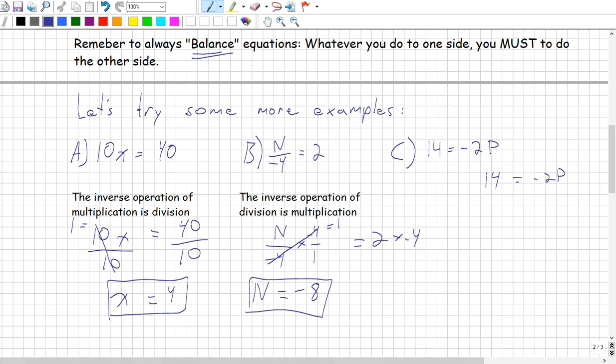Opposite operation of multiplication is division, so I have to divide both sides by -2 in order to isolate the p. And again, -2 divided by -2 is 1. And 14 divided by -2 is -7. And that is equal to p, because I got rid of the -2. I eliminated it. Okay, so hopefully that one makes sense as well.